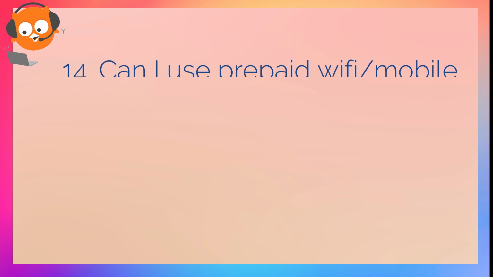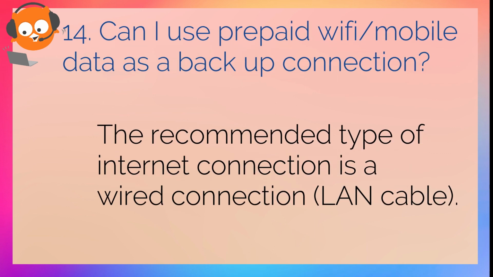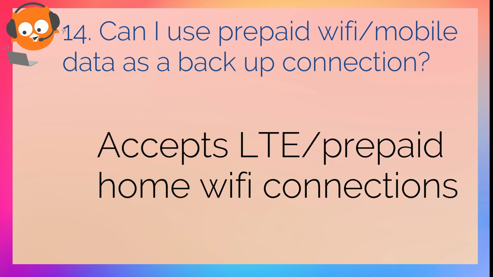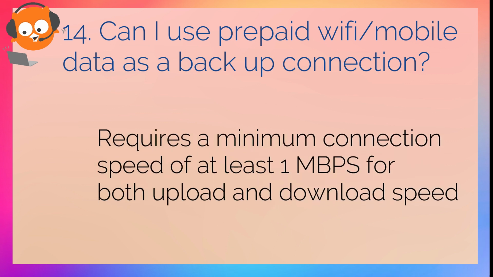Next, can I use prepaid Wi-Fi mobile data as a backup connection? Well, the recommended type of internet connection is a wired connection or LAN cable. Engoo also accepts LTE or prepaid home Wi-Fi connections. For either connection type, Engoo requires a minimum connection speed of at least 1 Mbps for both upload and download speed, as tested against the Tokyo server.